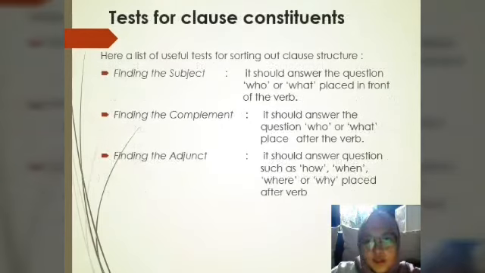Tests for clause constituents. Here is a list of useful tests for sorting out clause structure. Finding the subject: it answers the question who or what, and is placed in front of the verb. Finding the complement: it answers the question who or what, and is placed after the verb. Finding the adjunct: it answers questions such as how, when, where, or why, and is placed after the verb.